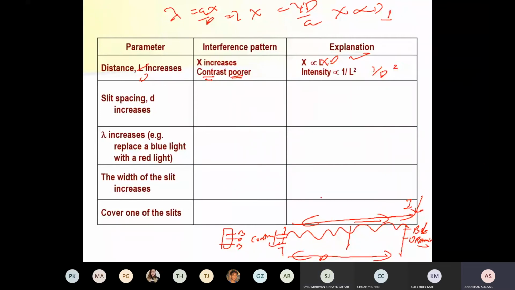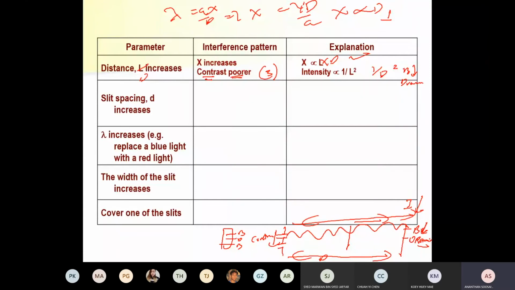When the D increases, when the screen was placed further, the X increases from the formula X proportional to D. Contrast gets poorer. The reason is the intensity is proportional to 1 over D squared. So therefore the intensity of the bright spot drops, dark spot remains. Therefore contrast gets poorer. In the exam, past year question, they ask about contrast. They give 3 marks to explain it. When the D increases, what happened to contrast? 3 marks question. So how do you get the 3 marks?